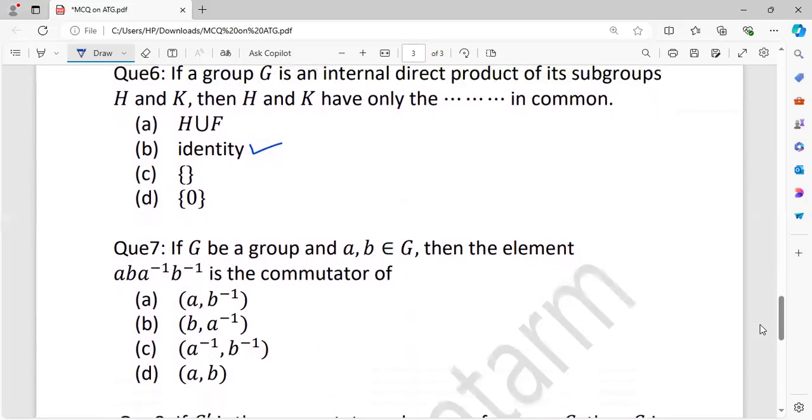So seventh question, if G is a group and a, b belong to G, then the element a b a inverse b inverse is blank of a, b. Commutator of a, b. So option number B is correct. a b a inverse b inverse is the commutator of a, b.